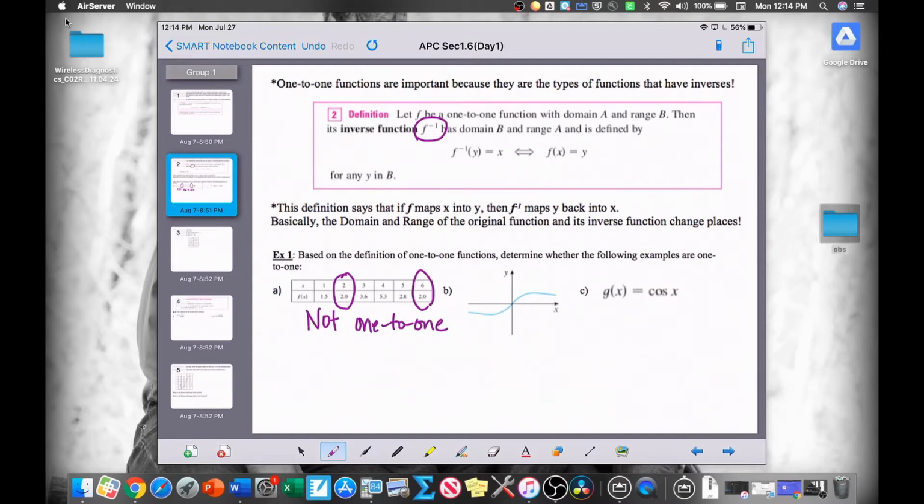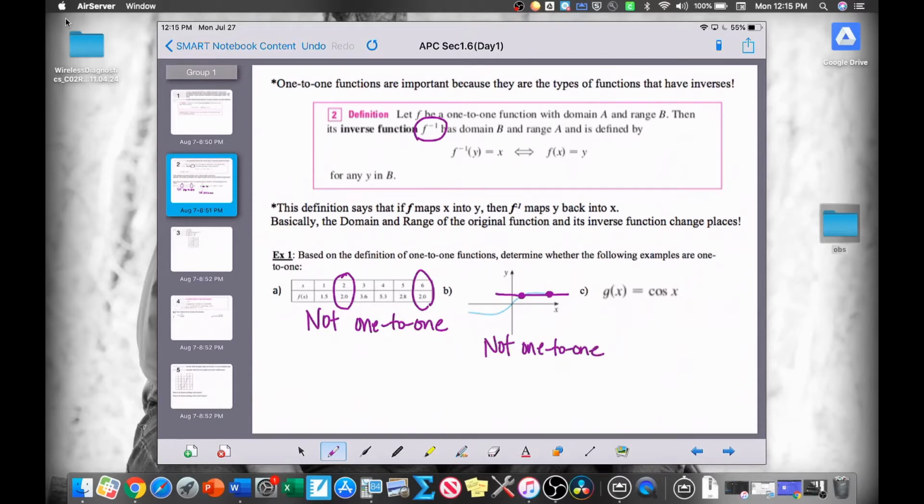If we look at letter B, now we have a picture of a graph. So here is where we could use our horizontal line test. So you just have to try to draw a horizontal line. And oh, look at that. I cross it right there, and I cross it again right there. It fails the horizontal line test, so this is also not one-to-one.